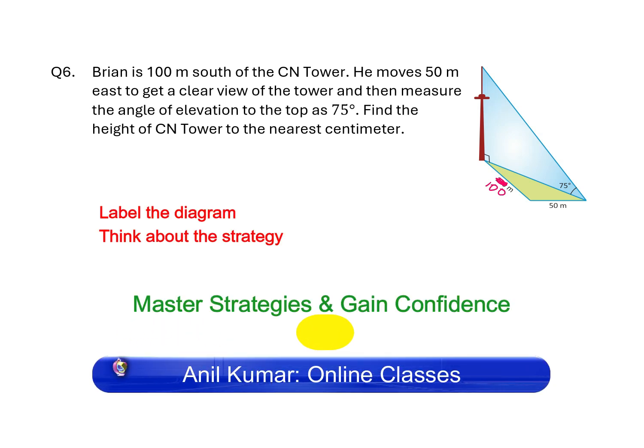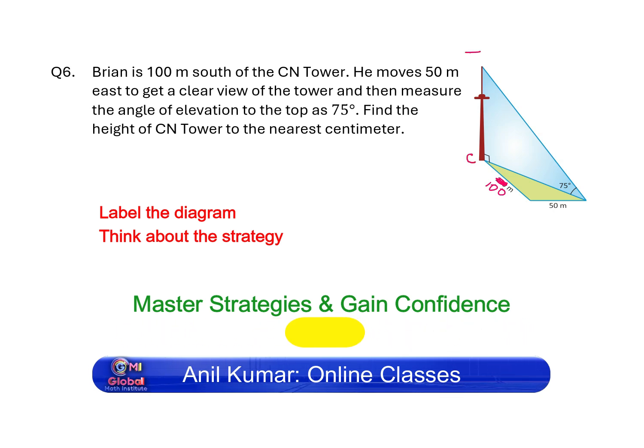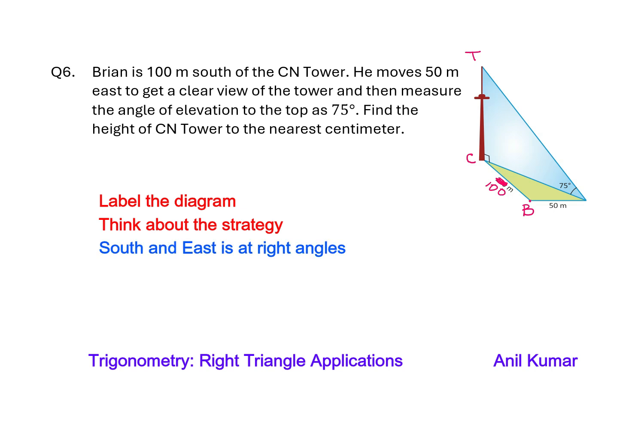A diagram is given to us. We need to label, understand, and then start solving the problem. So let us say the CN Tower is CT for us, where T is the top and C is the base. Now, Brian is 100 meters south of CN Tower. So let's say B is the position of Brian, which is 100 meters south of C. He moves 50 meters east. So this direction here is east.